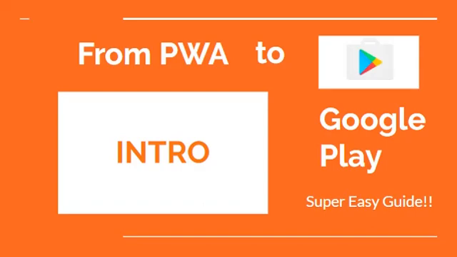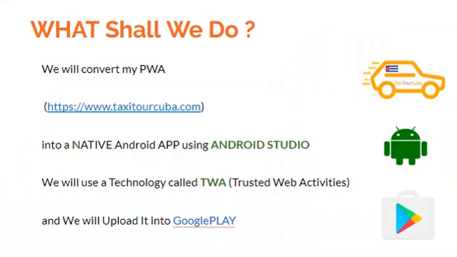Hello everybody, this is Mario, and I'm here today to share with you how you can turn your progressive web app into an Android app and upload it on Google Play. If you are sold already on the idea of publishing the app into Google Play, this is what we're going to do. We're going to convert together my progressive web app, which is called taxitourcuba.com. We'll convert it into a native Android app. We'll use Android Studio to do that, and then we will upload it into Google Play.